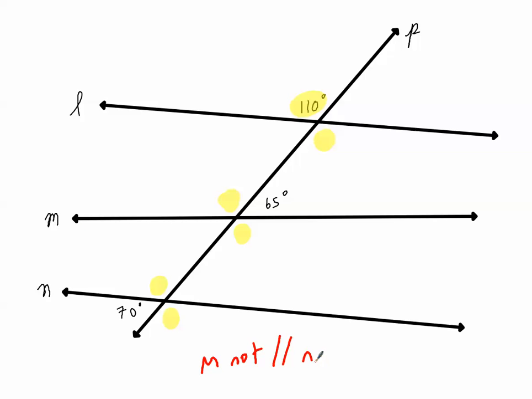A couple more ones we can check. But for this one, we have to check if big plus small equals 180. So look at L. We haven't done anything with L yet. It has an angle of 110. This is a big angle. This is a small angle.